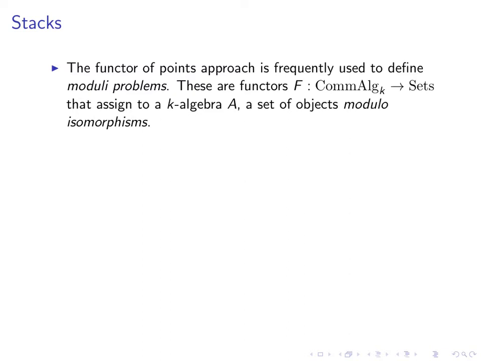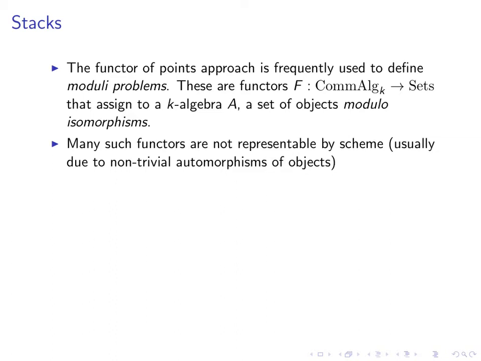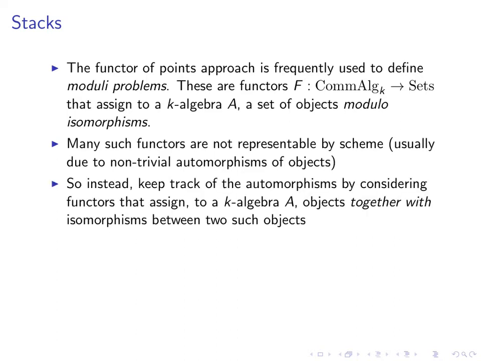A moduli problem is basically a functor from K-algebras to sets that assigns to a K-algebra A a set of objects over A modulo isomorphisms. And many such functors are not representable by a scheme, and that's usually due to non-trivial automorphisms of objects. So instead, we keep track of the automorphisms by considering the functors that assign to a K-algebra A the objects we're interested in, together with isomorphisms between two objects.